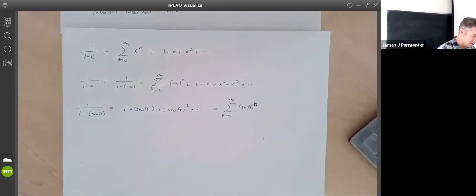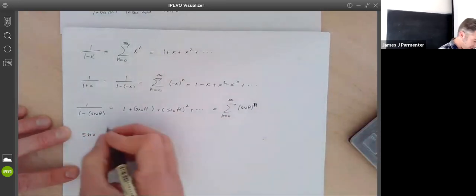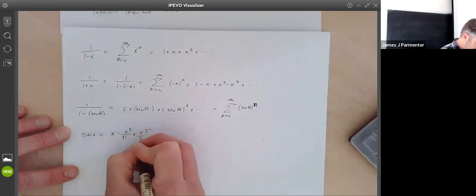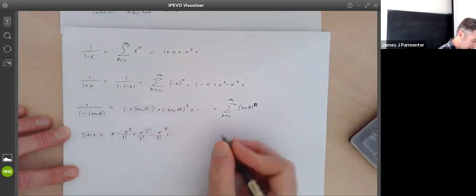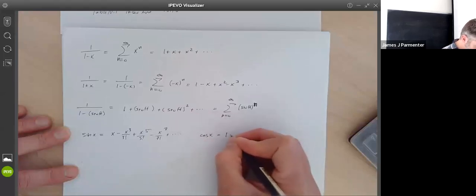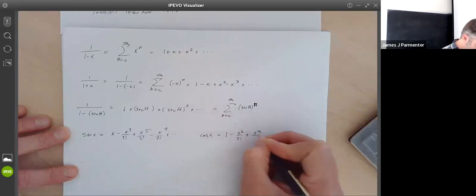And then we have, of course, sine of x is the odd powers over their factorial. So it's x minus x cubed over 3 factorial plus x to the 5th over 5 factorial. And cosine of x is, of course, the even powers. 1 minus x squared over 2 factorial plus x to the 4th over 4 factorial.